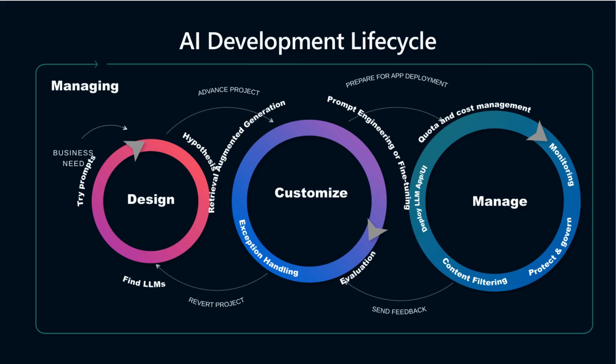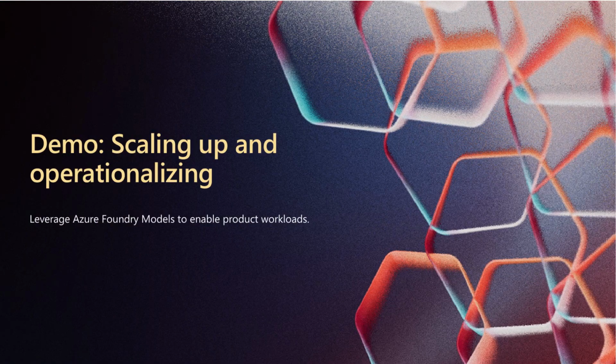The AI development lifecycle unfolds in three stages: design, customize, and manage. Design begins with hypothesis-driven experimentation, selecting models that align with business goals. Customize focuses on tuning prompts, fine-tuning models, and robust evaluation to prep for deployment. Manage ensures responsible operation through monitoring, cost management, governance, and content filtering. This cycle iterates continuously, feeding insights back to refine each stage and adapt your AI application for evolving needs.